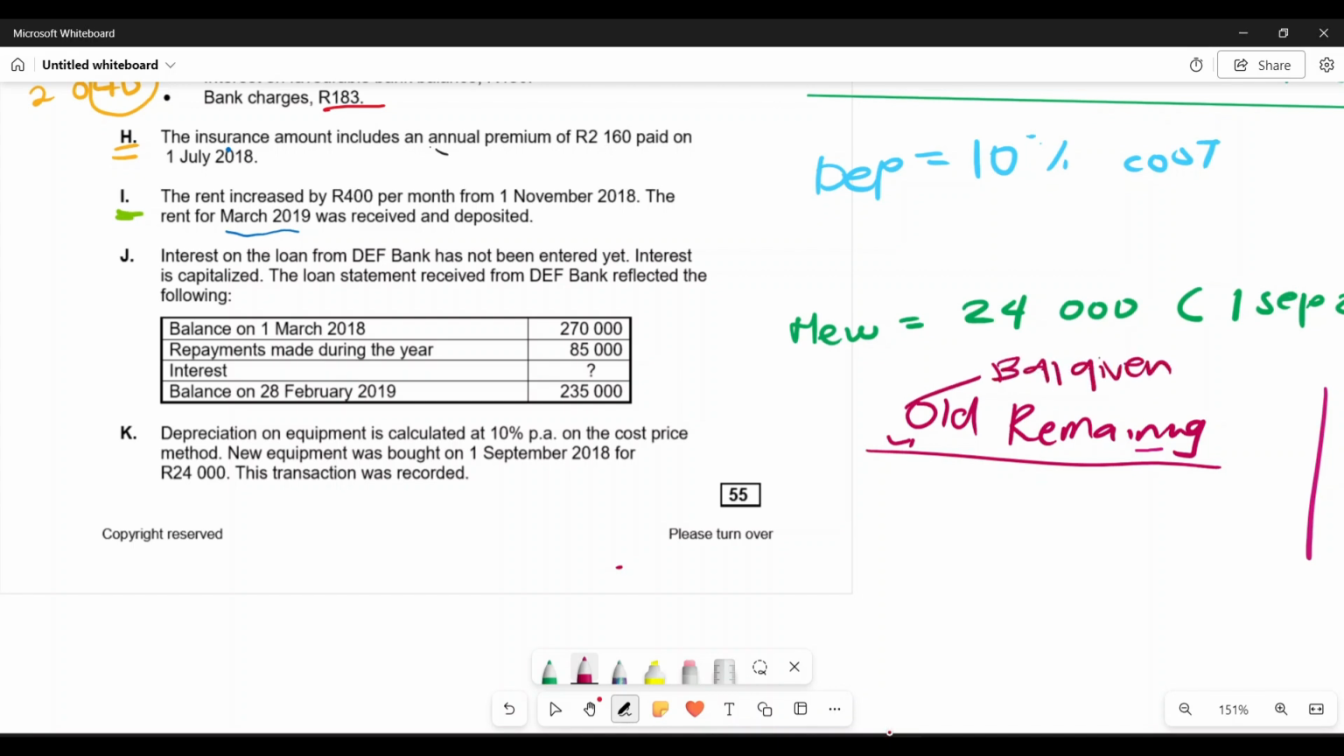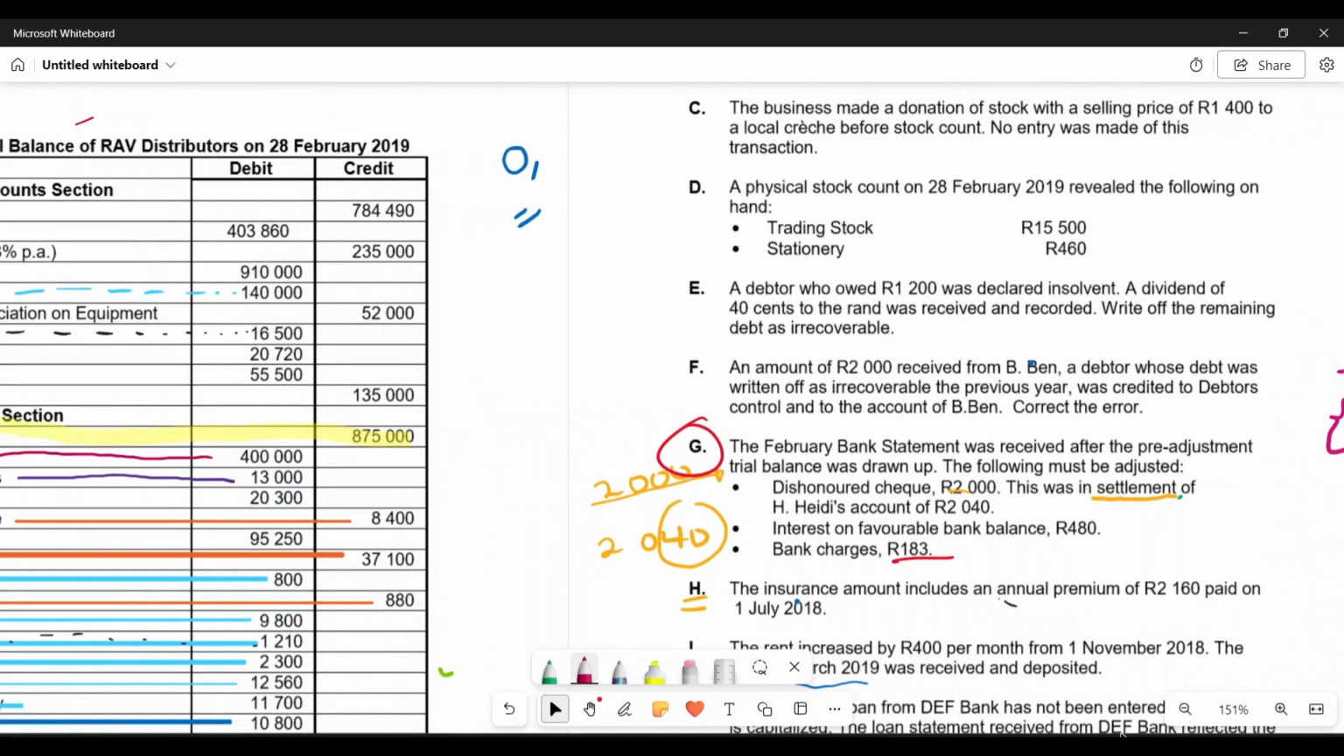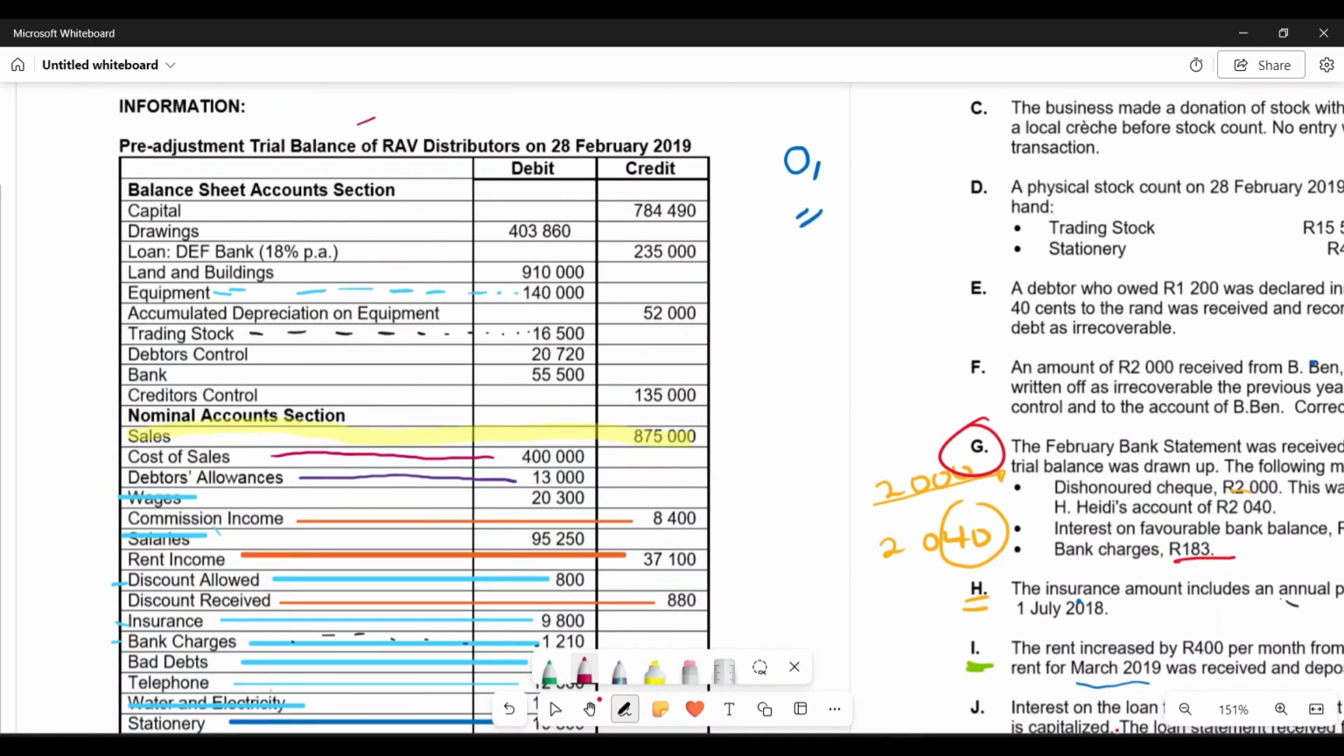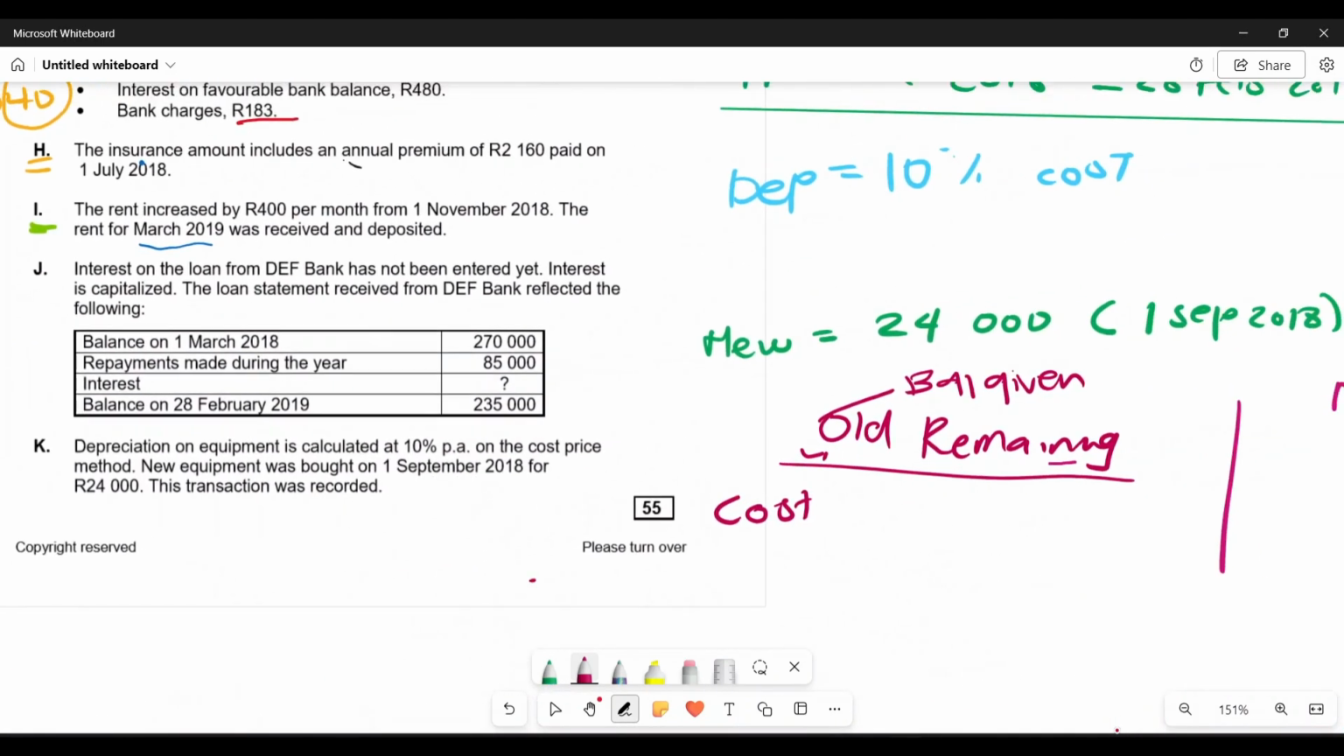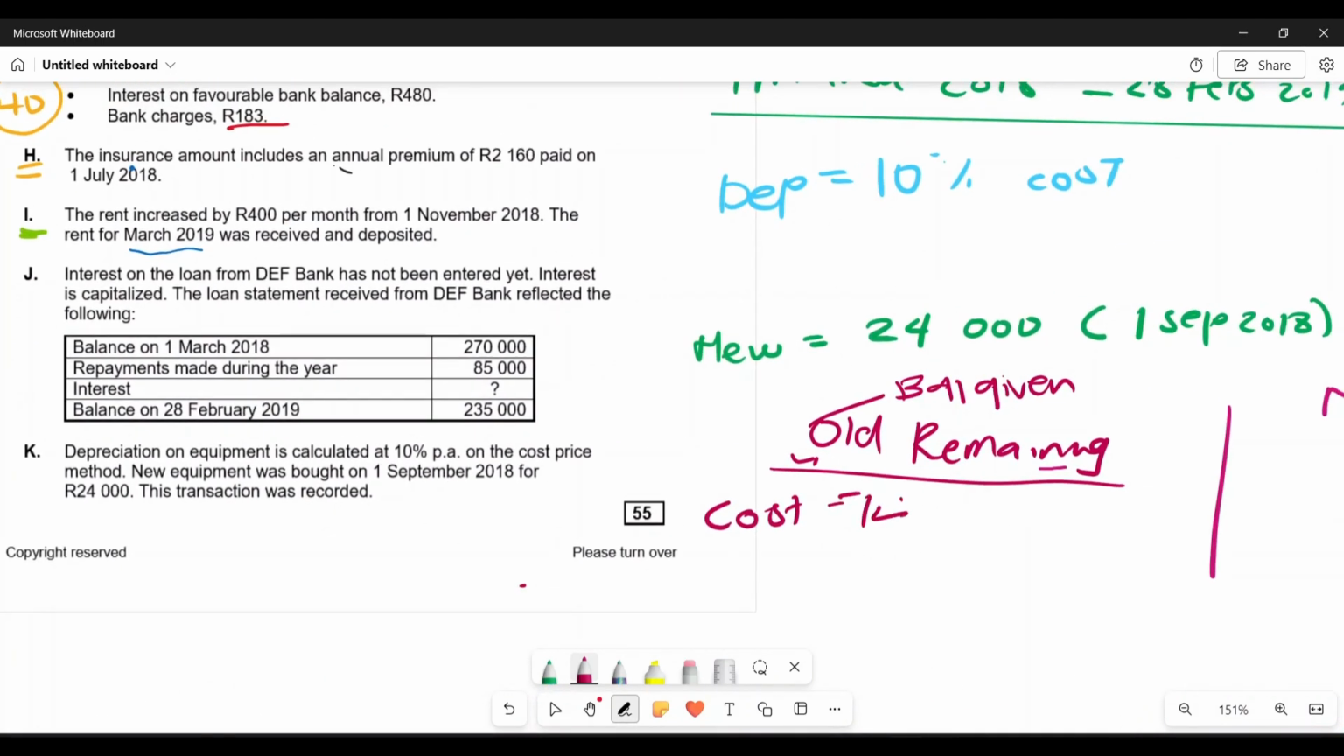Remember, here we're using the cost method. I want the cost of my remaining. So on the balances that I'm given, my cost is equal to 140,000. This is the cost. Now, most importantly, here they're telling us that new equipment was bought for 24,000 and this transaction was recorded. What do they mean by this? This simply means that this 24,000 was added to this cost. As a result, we need to subtract it, because here we're looking for only our old or remaining equipment.